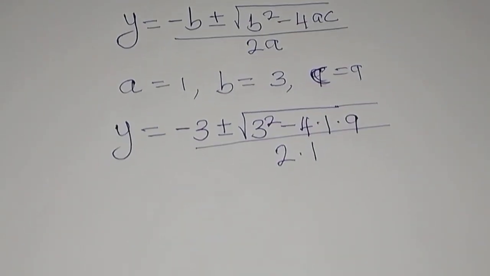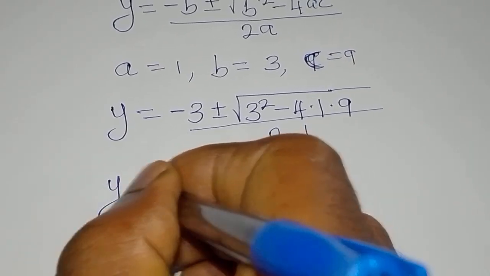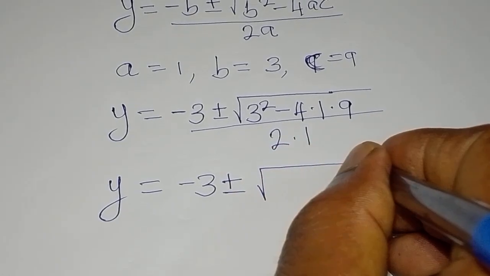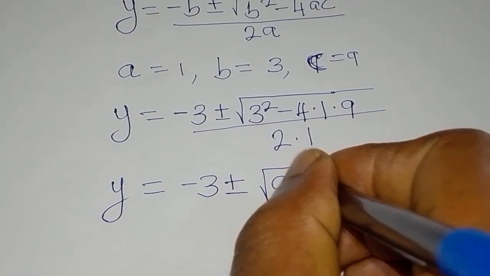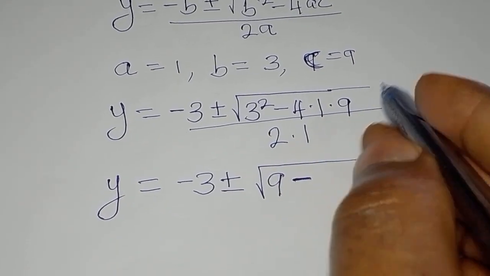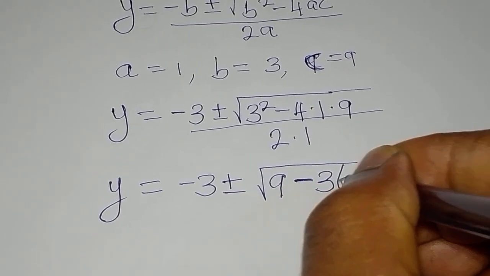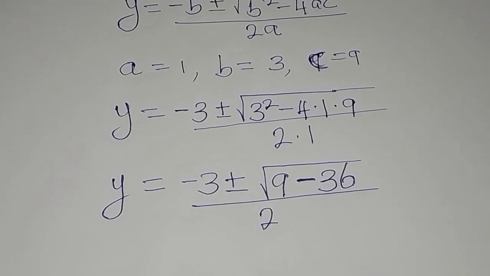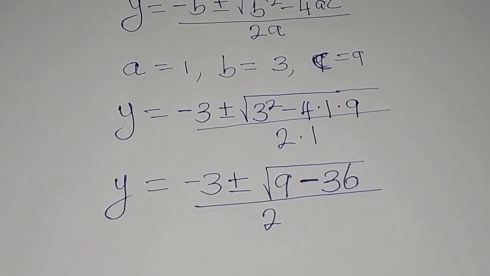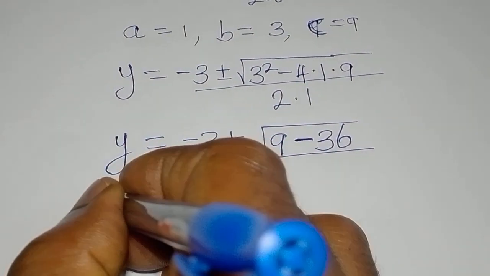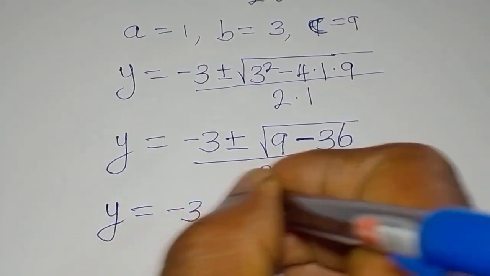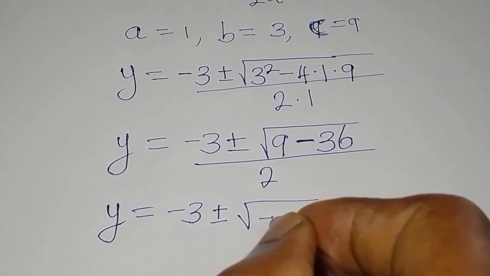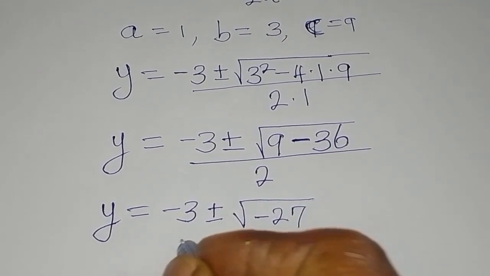Now from here, we have y equal to minus 3 plus or minus the square root of 3 squared, which is 9, minus 4 times 9, which is 36. So we have our 36 over here, and we are dividing by 2 times 1, which will give us 2. Okay, so from here, our y will now be minus 3 plus or minus the square root of 9 minus 36, which is minus 27. This is all over 2.